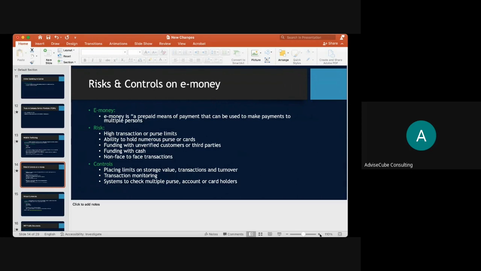And they have also mentioned controls: you put limits on the stored value and transaction limits. You should perform transaction monitoring on these wallets, and have systems to check the purse or accounts of the cardholders, so that it shouldn't be one person holding multiple wallets and doing some kind of structuring. Okay, so this is a quick overview on this also.